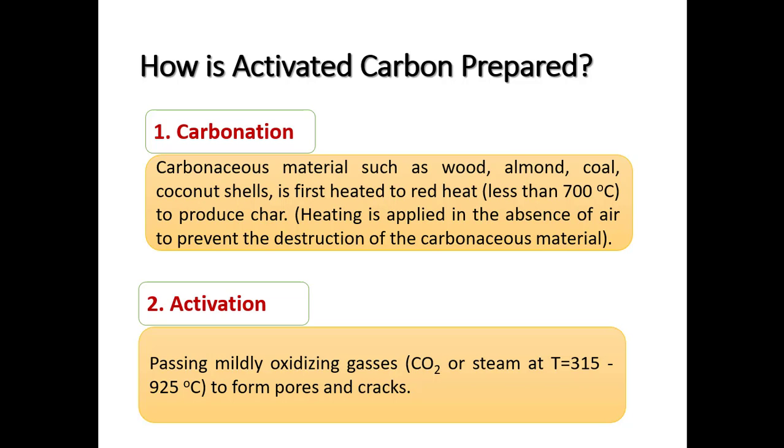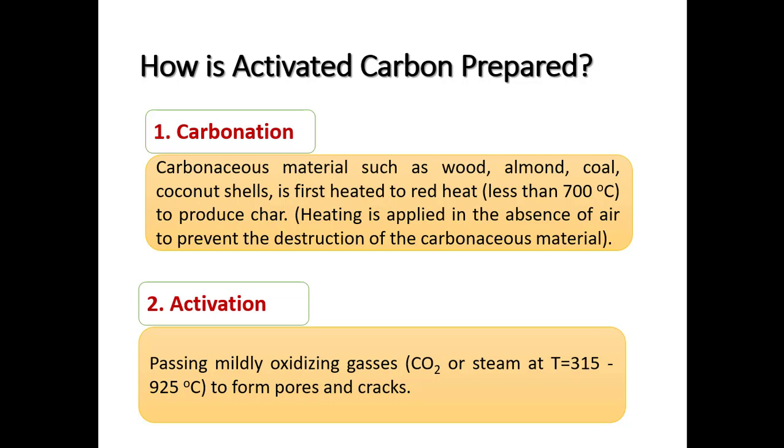In the carbonation, the raw material is heated to around 700 degrees Celsius, and at that temperature the charcoal or the char is produced. Of course, heating should be applied in the absence of air. This is to prevent the destruction of the carbonaceous material. This is what we call the carbonation. It will convert the raw material to charcoal. And then comes the process of activation.